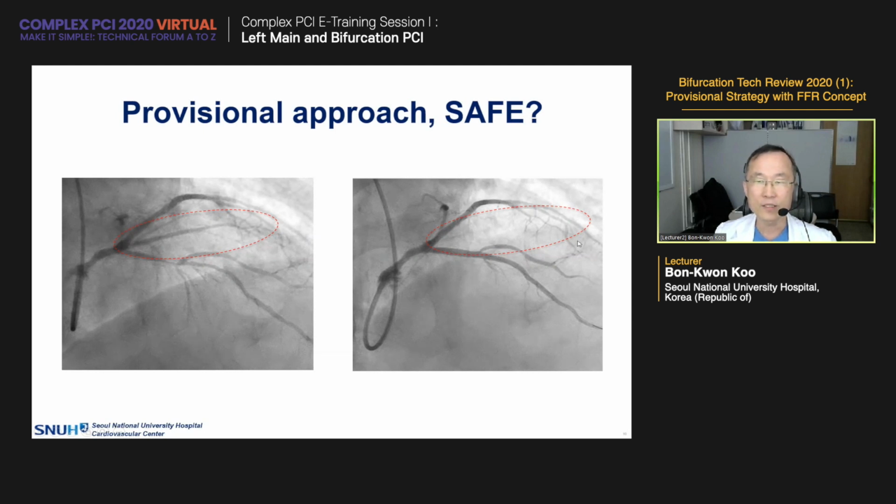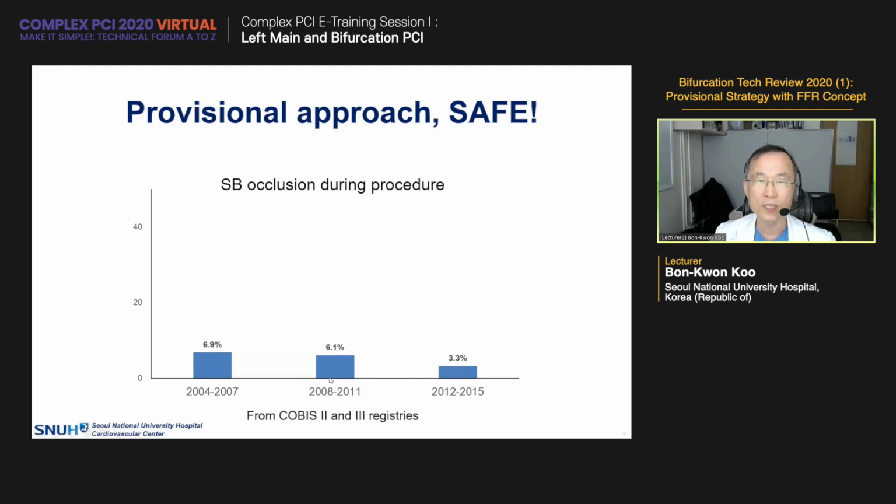And this is the reason why some people hate the provisional approach, because this can be dangerous in a big circumflex artery. However, if you see the side branch occlusion rate during the procedure from 2003 to 2015, it decreases a lot. During the procedure, it happens only 3.3%. And this, in general, can be fixed by the strategy.